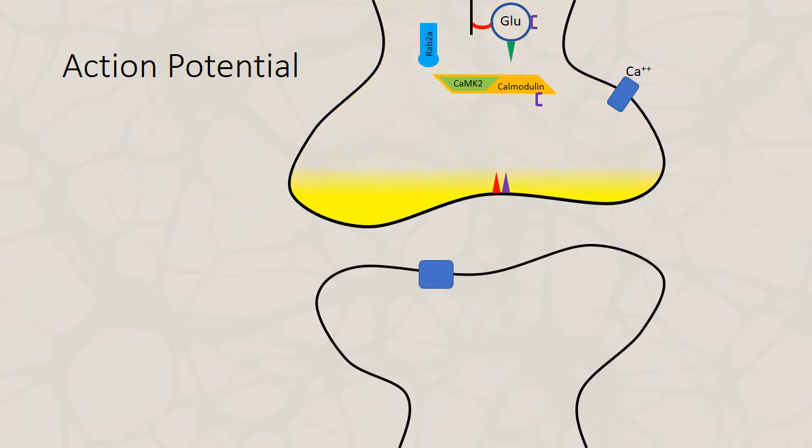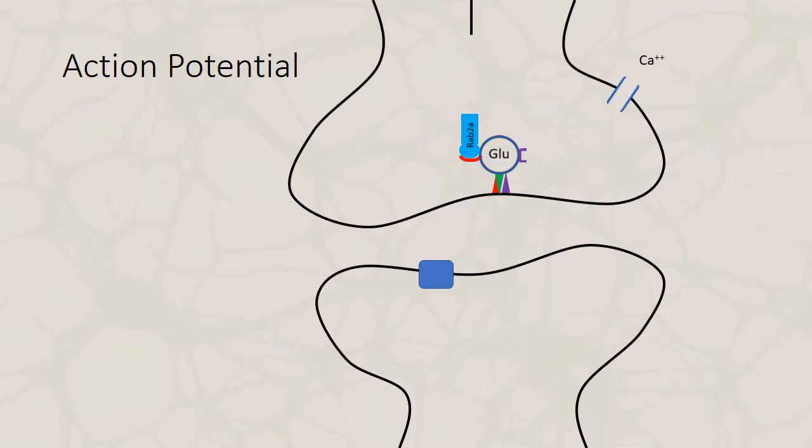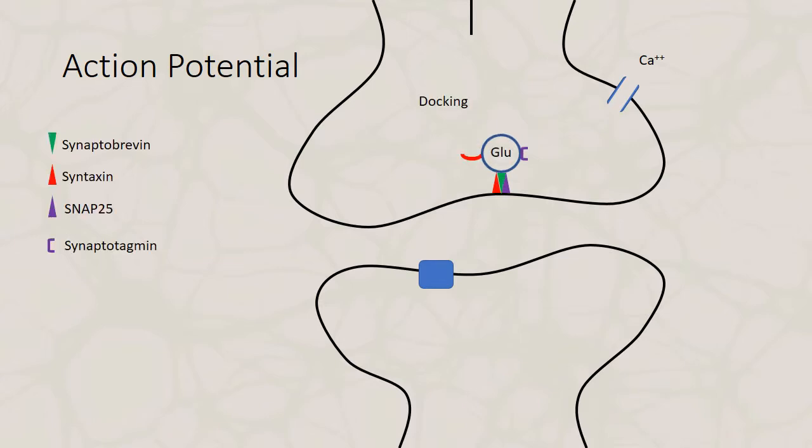So when an action potential occurs, the end result is going to be opening of the calcium channels. And one of the things calcium can do is bind to calmodulin. This activates the CAMK2, which then phosphorylates synapsin. Once phosphorylated, the vesicle will detach from the cytoskeleton, bind to the RAB2A GTP complex, where it serves as a chaperone to bring the vesicle down to the snare proteins, at which point it is docked.